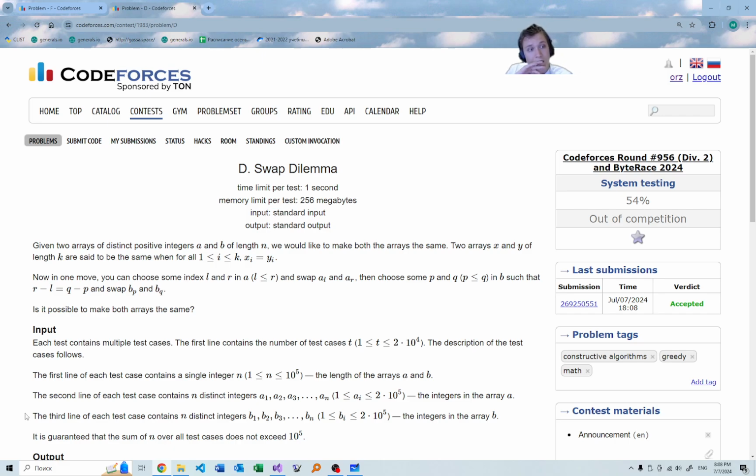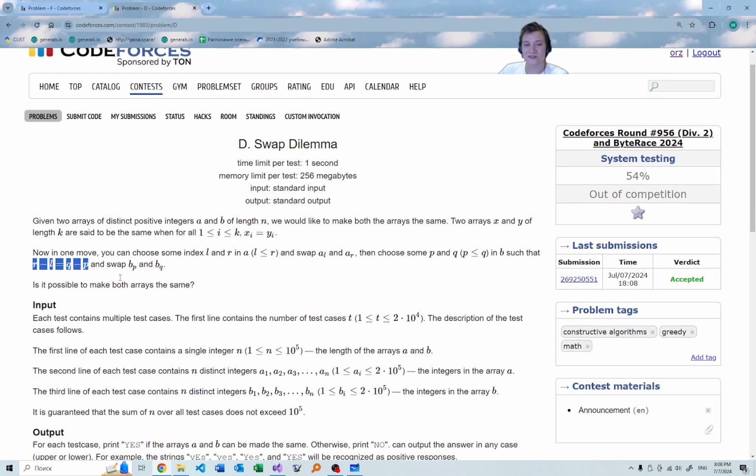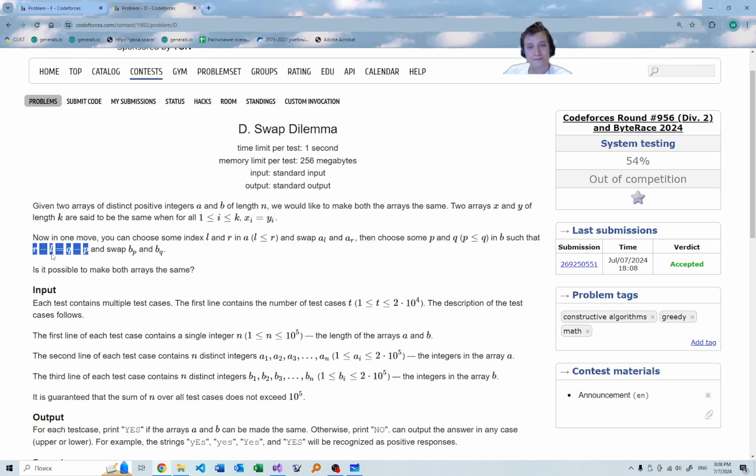Actually, I didn't notice this condition. I really didn't notice it. I didn't know that it was there. It's funny. Okay, actually, I don't know how to solve this problem. I thought that we could do any swaps. It's really funny. Actually, I will ask my friends what they think about it.